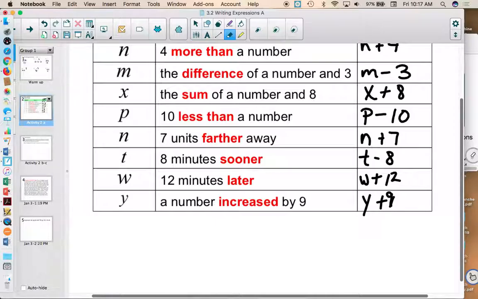I didn't get my 9 written right. There we go. Okay? What do you think? Is this fairly easy? Yes. It is fairly easy.